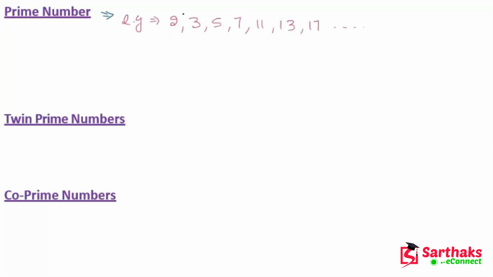Now 2 is the least prime number. Okay, now let's move on.